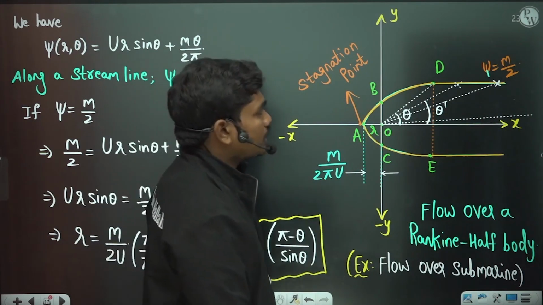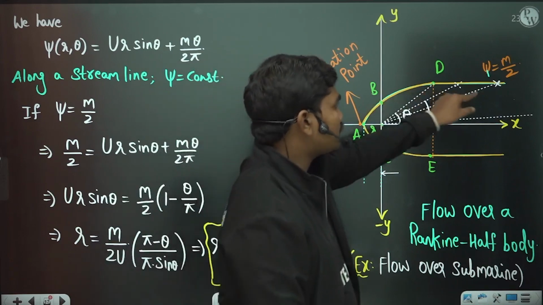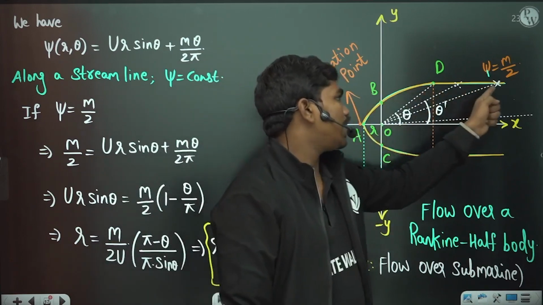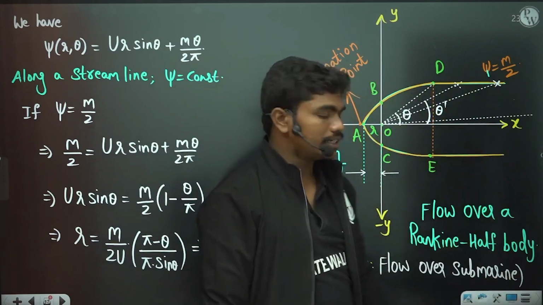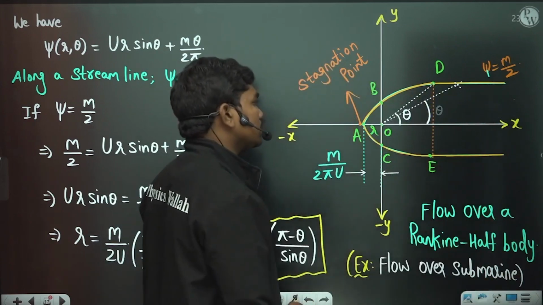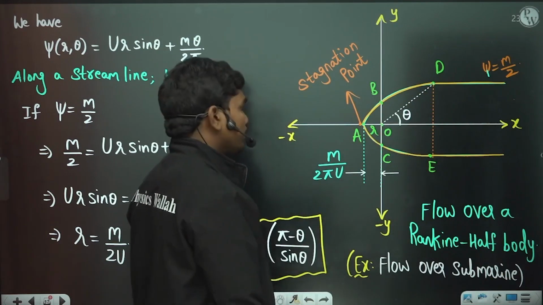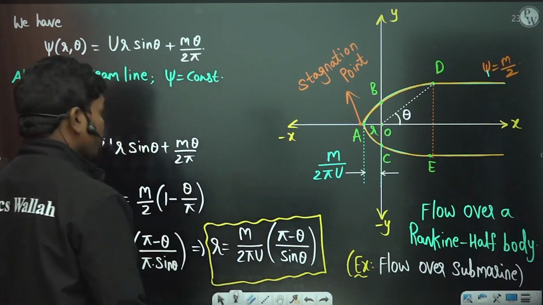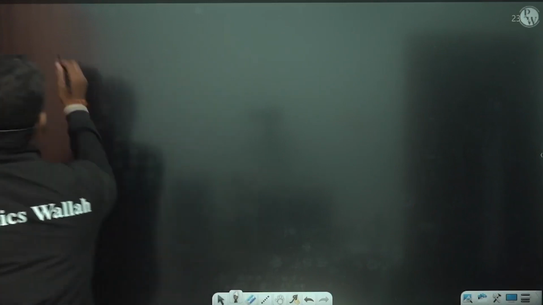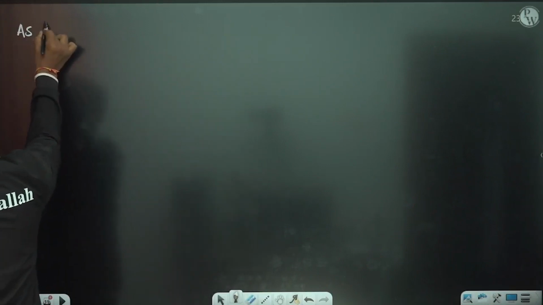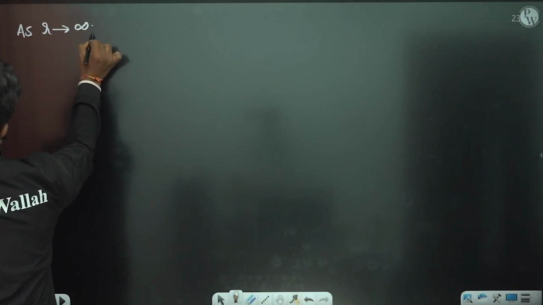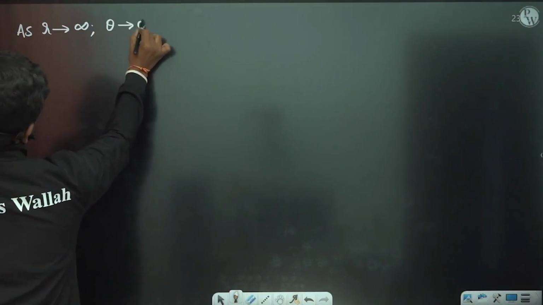Let me tell you one thing. Basically, when r tends to infinity, so let us suppose from this point r is tending to infinity, then theta tends to 0. Okay, so let us delete all these things. Fine. So we know one thing. See here, as r tends to infinity, theta tends to 0. We know this.